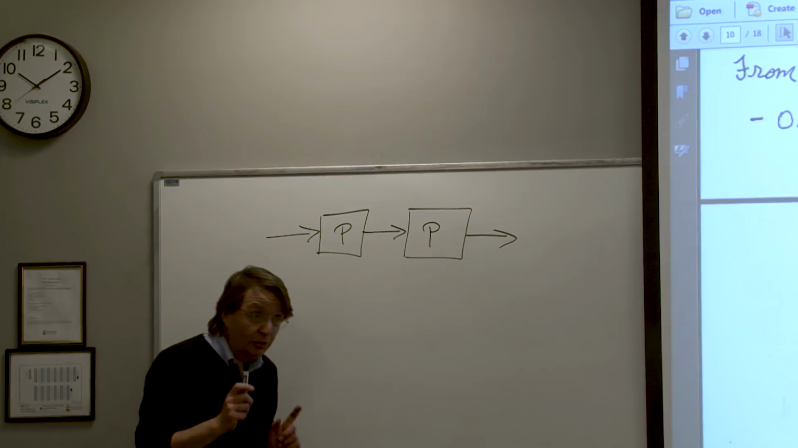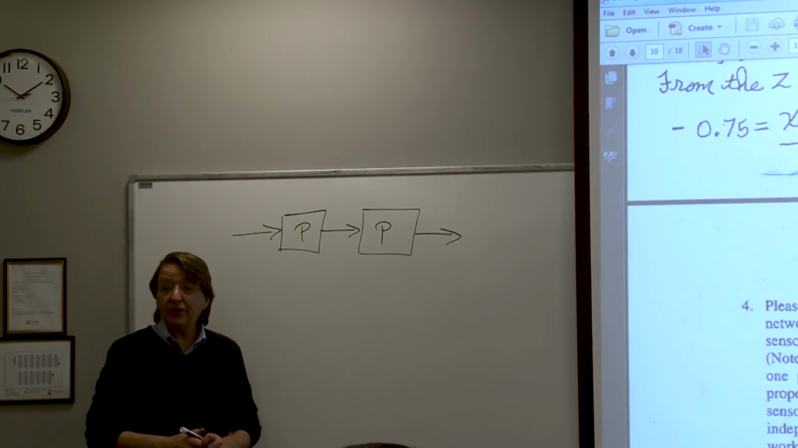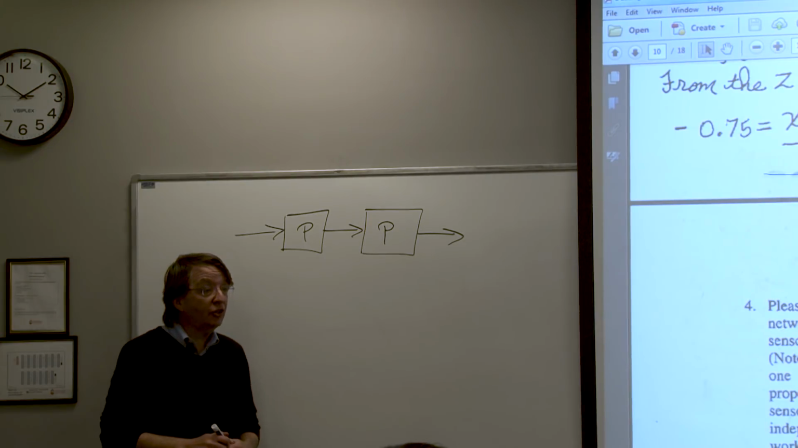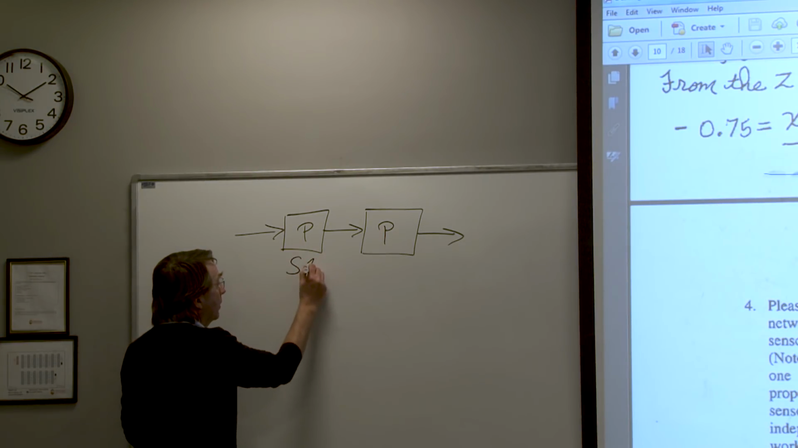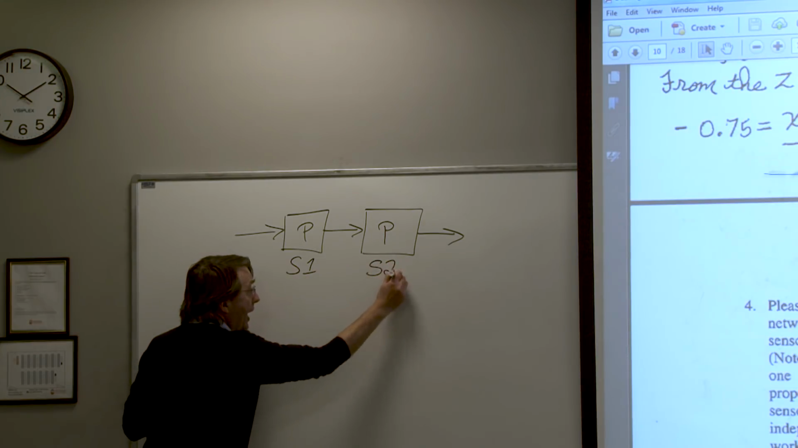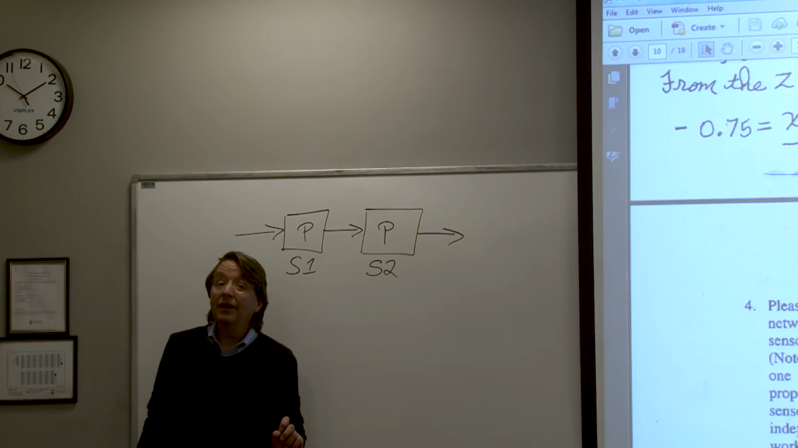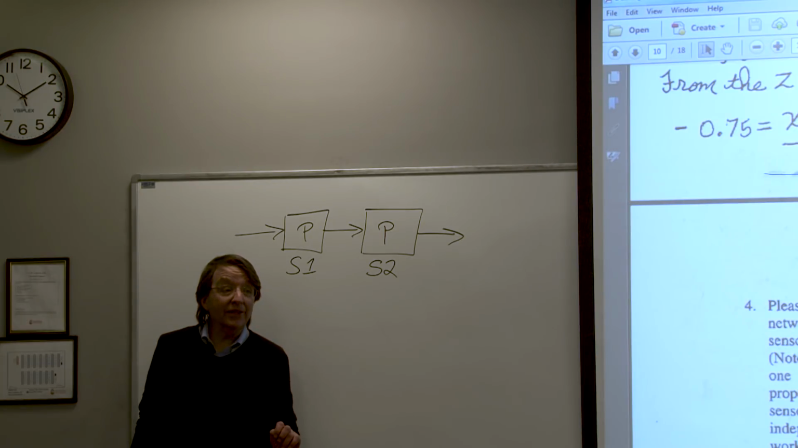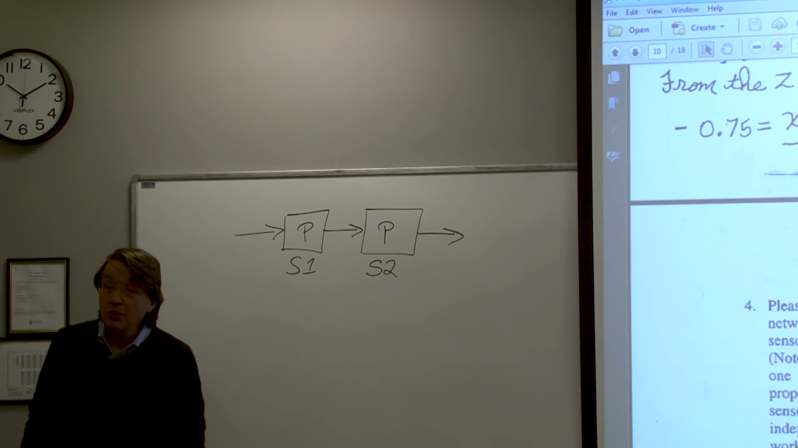Now, for the system to work, both sensors have to work. So how does this system work? Sensor 1 has to work, and sensor 2 has to work. In the problem, I say we can assume independence. If we assume independence, what do we do?